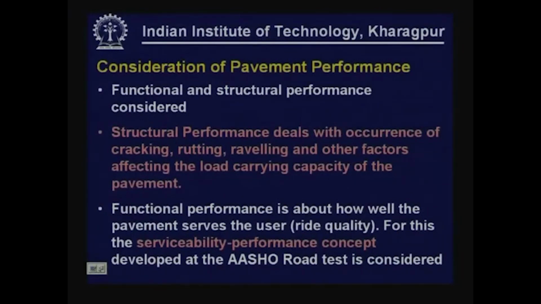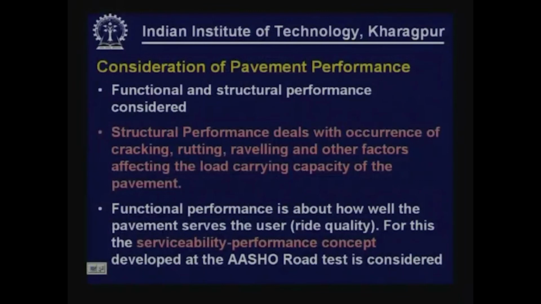The performance in the case of AASHTO design guidelines is defined in terms of both functional as well as structural performance. The structural performance deals with the occurrence of cracking of bituminous layers, bound layers, rutting in different layers, raveling and other factors affecting the load carrying capacity of the pavement. So, we consider all those parameters that indicate the damage caused due to application of load, that indicate the structural deterioration of the pavement, and also different parameters that influence the structural capacity of the pavement.